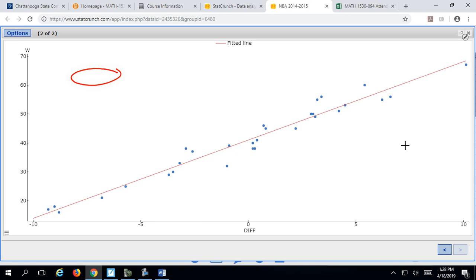Now, why aren't these perfectly on the line? Why isn't it equal to 1?